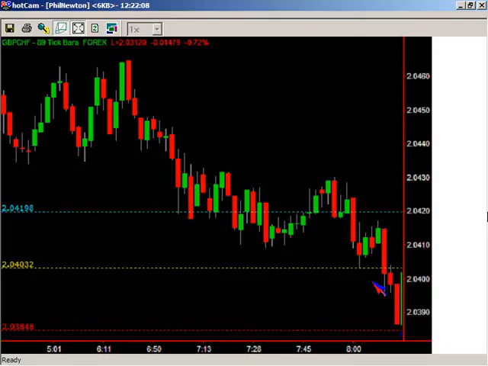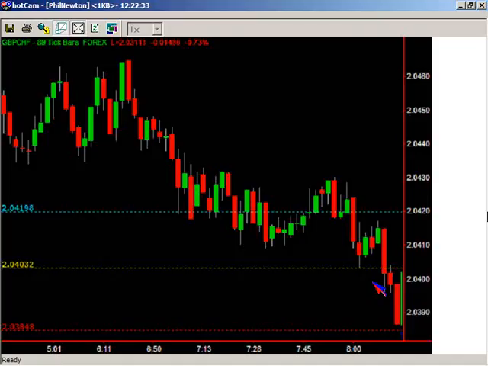I'm not looking for a close past the short trigger level. I'm simply looking for a bar to penetrate that level. That's all I'm looking for. I'm not looking for a close. I'm not looking for 2-3 bars to close past it. I'm simply looking for it to penetrate that support level that I've identified.